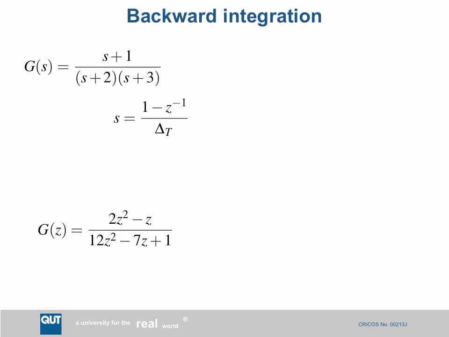So back to the last tutorial. I asked you to convert this continuous time transfer function into the z domain using the very simple backward integration rule.